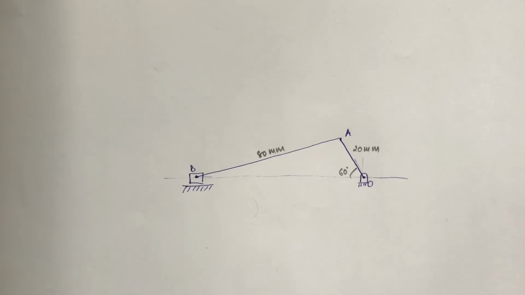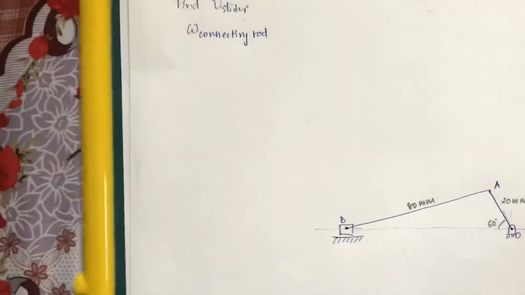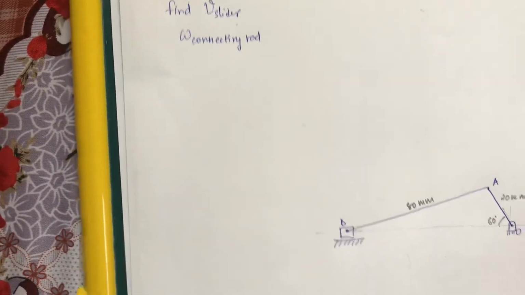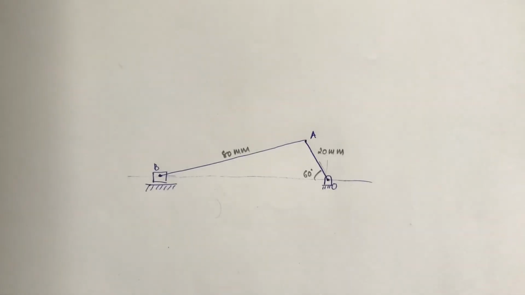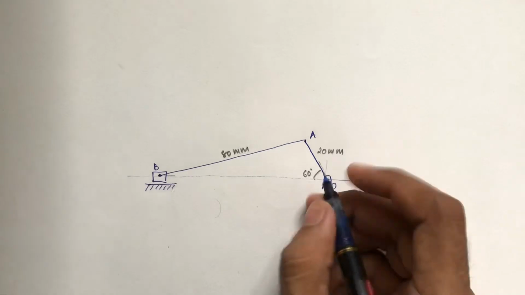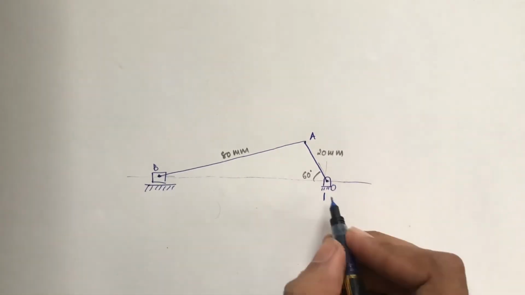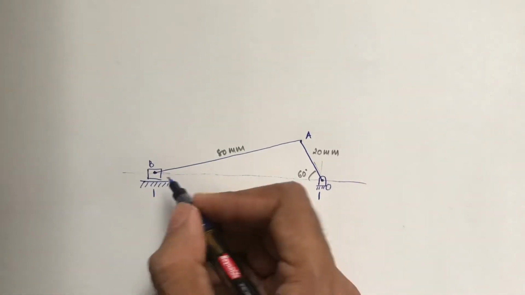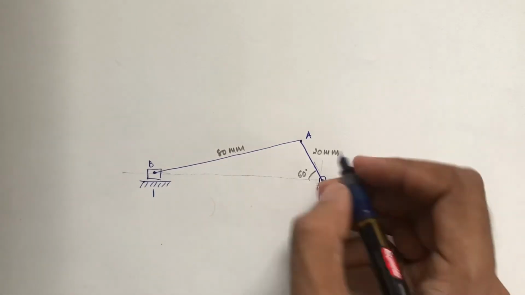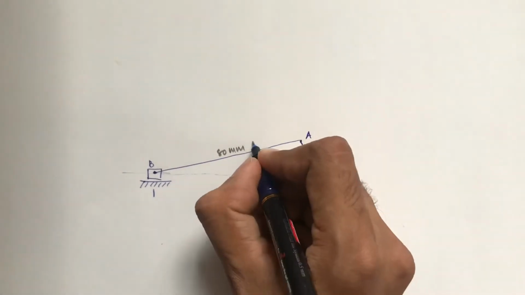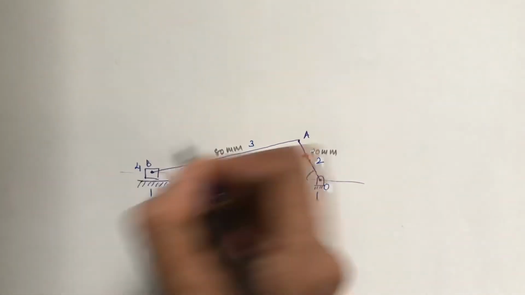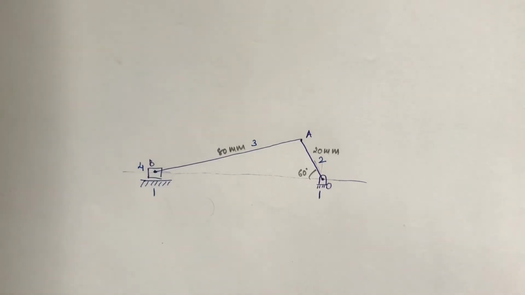Now, to identify the velocity of the slider and connecting rod by the instantaneous center method, the first step is to write the link numbers. Say one is the fixed link, over here it is fixed, and the slider's base is also fixed. So one is the first link. Here second, let's say third, and fourth is the slider. So this is a 4 link mechanism.